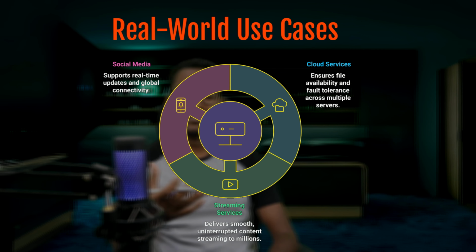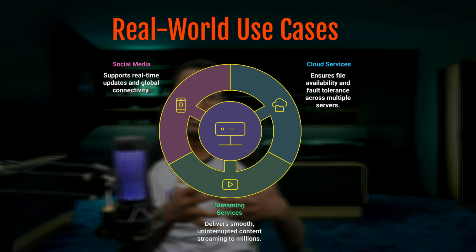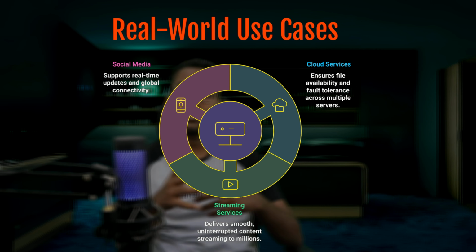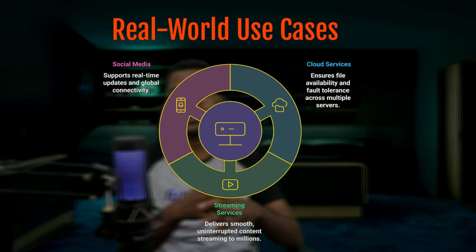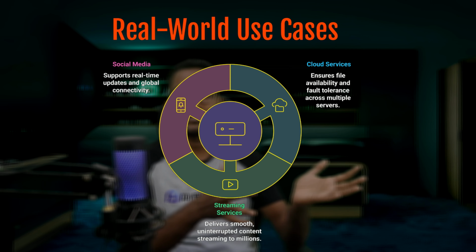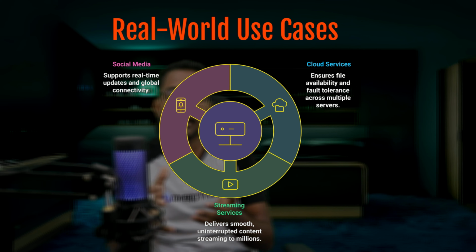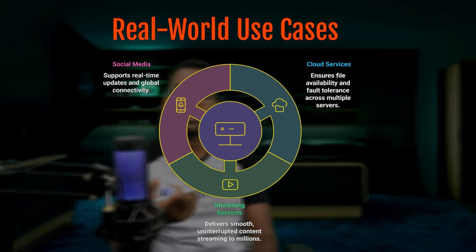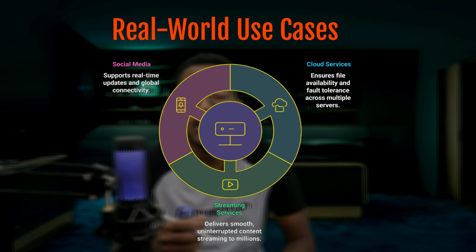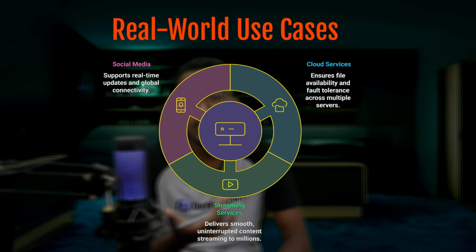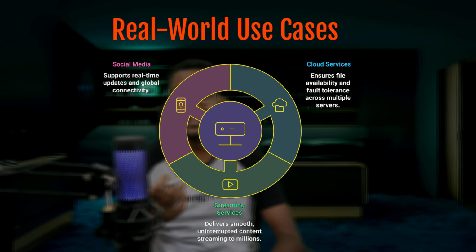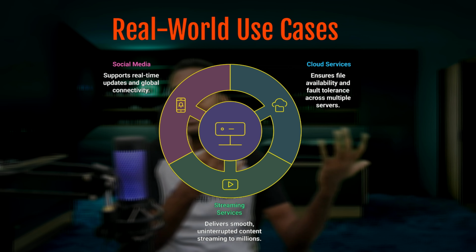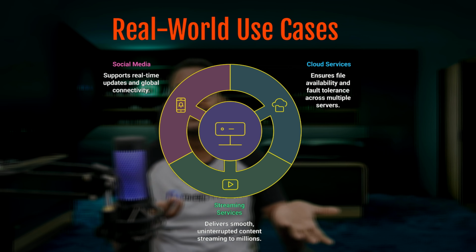Secondly, streaming services like YouTube or Netflix. When you stream a movie or video from Netflix or YouTube, the content isn't coming from a single server. Instead, it is distributed across multiple servers worldwide to ensure that you get the fastest and smoothest experience possible. These services use distributed systems to handle the massive amount of data that needs to be streamed to millions of users simultaneously. By distributing the load across different nodes, Netflix and YouTube can ensure that your movie keeps playing without buffering, even when millions of others are watching that movie at the same time.